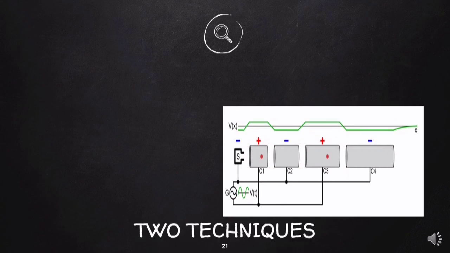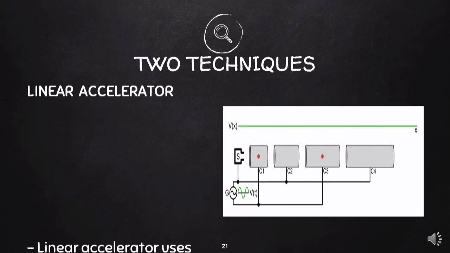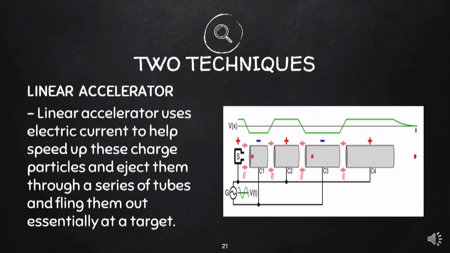Linear accelerator. A linear accelerator uses electric current to help speed up charged particles and eject them through a series of tubes, flinging them out essentially at the target.